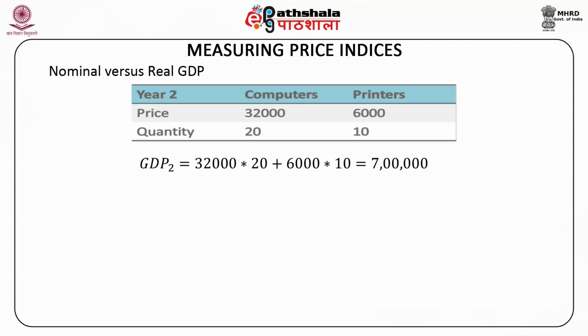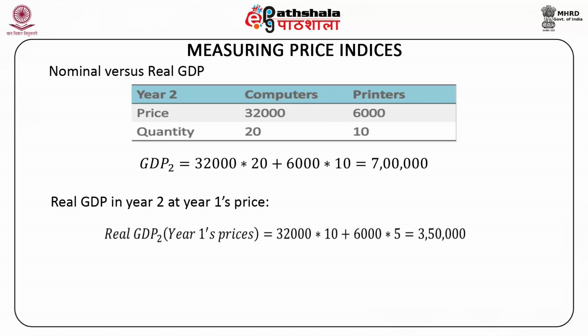However, not all of this can be attributed to the increase in quantities of computers and printers. To estimate the increase in physical production from year 1 to year 2, we compute the real GDP in year 2 at year 1's price. Therefore, the real GDP in year 2 will be equal to 32,000 multiplied by 10 plus 6,000 multiplied by 5, which is equal to 3,20,000 plus 30,000, that is 3,50,000 rupees.